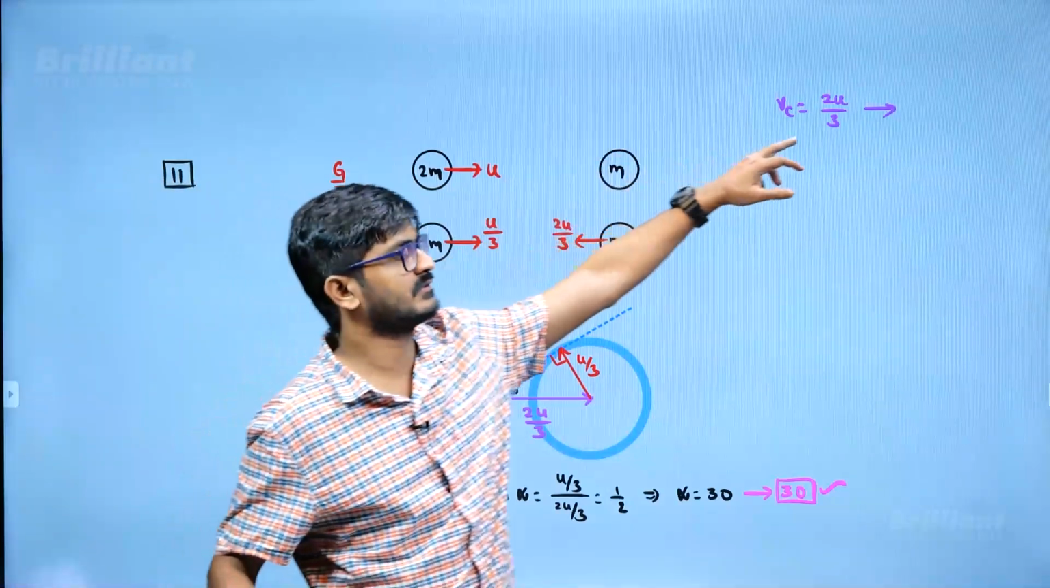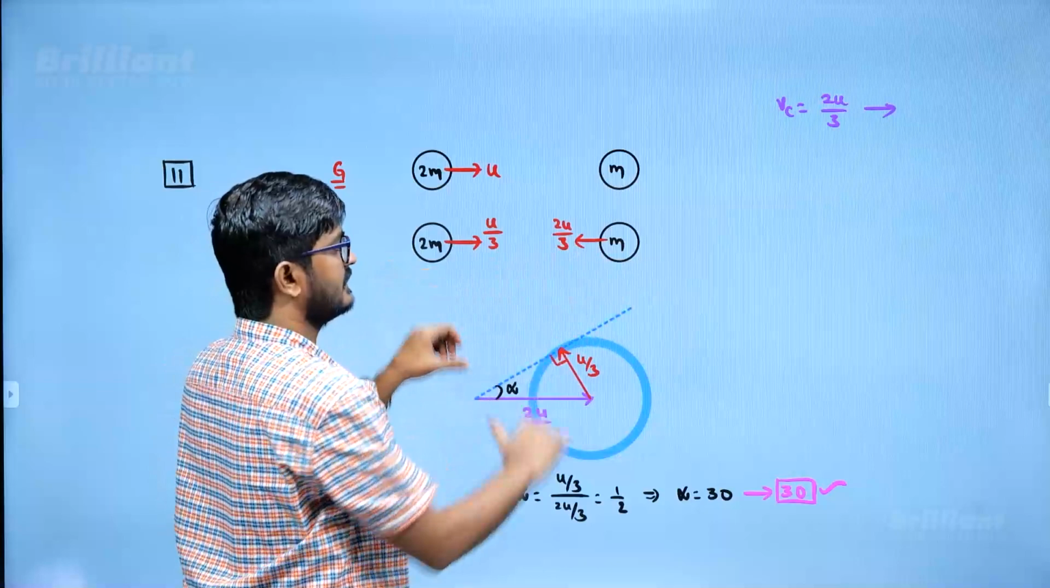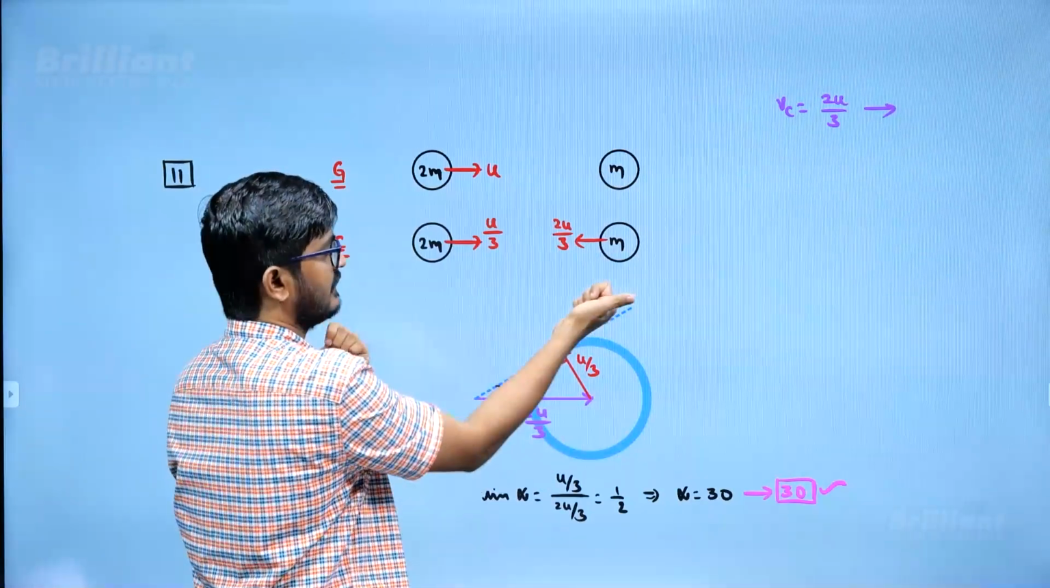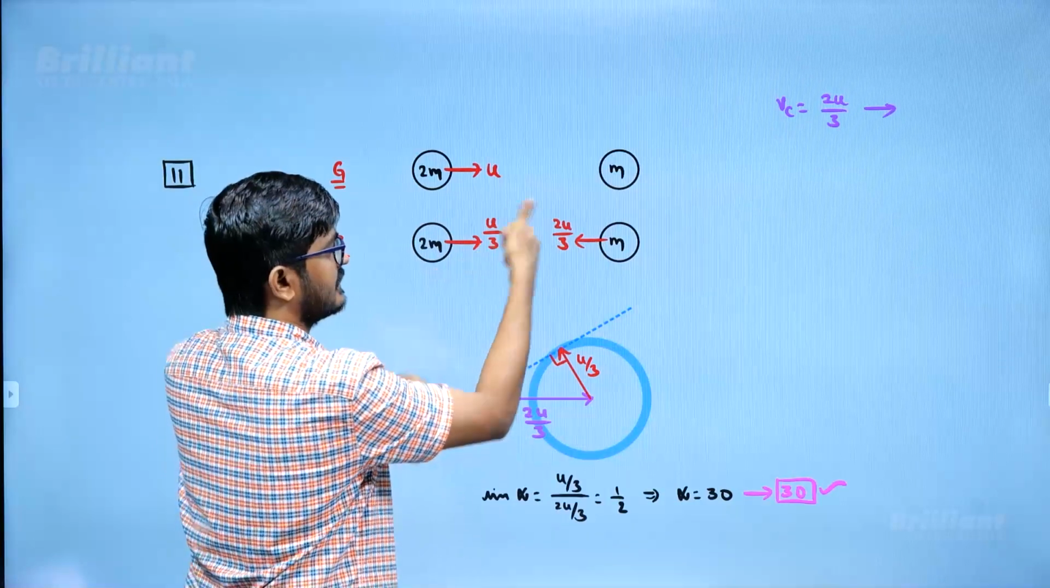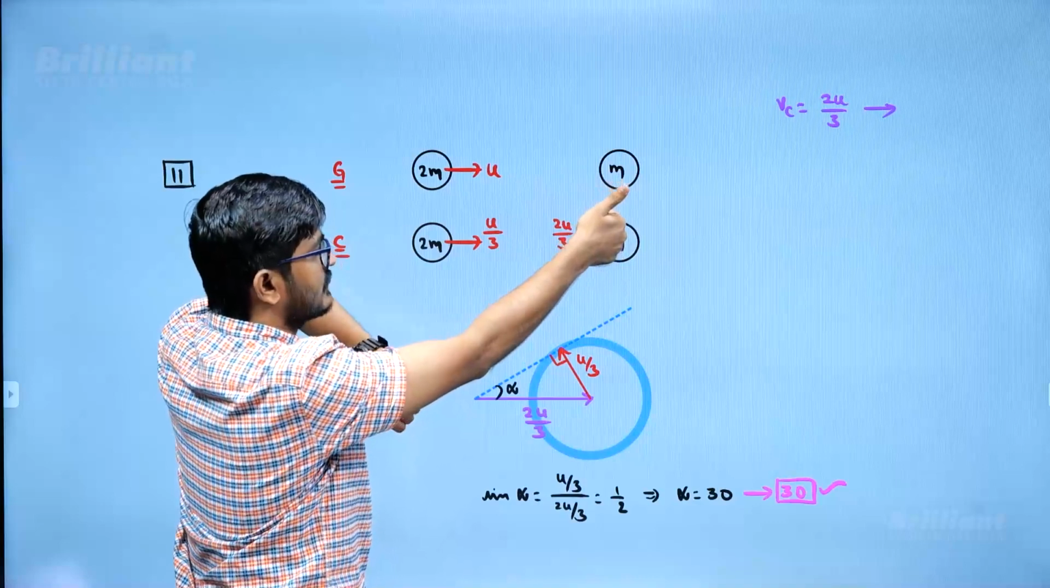I will be finding the velocity of center of mass and I will be observing from center of mass frame. In center of mass frame, net momentum will be 0. After collision, it depends. If it is head on, they will be going this way. But if it is at some angle, then this will be going in this direction with 2u by 3 and this will be going in this direction with u by 3. So there are many possibilities.